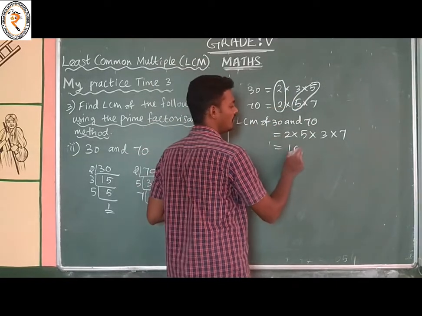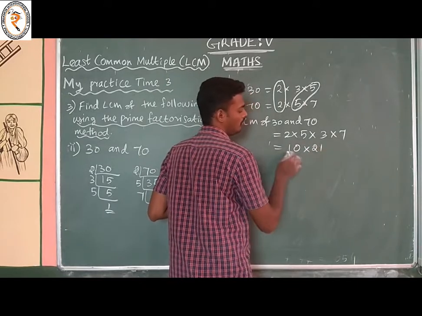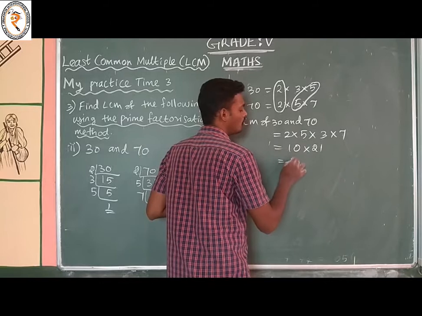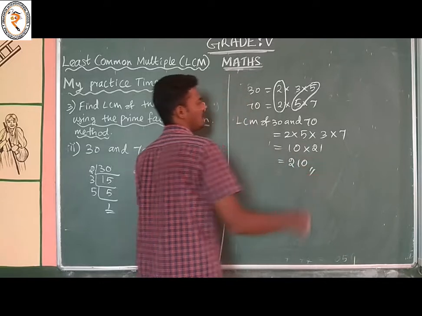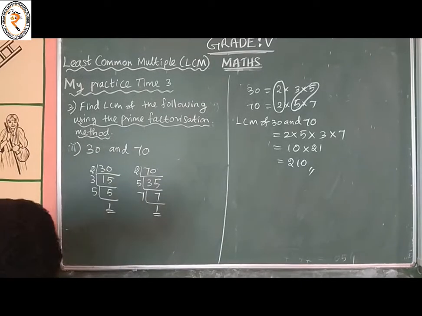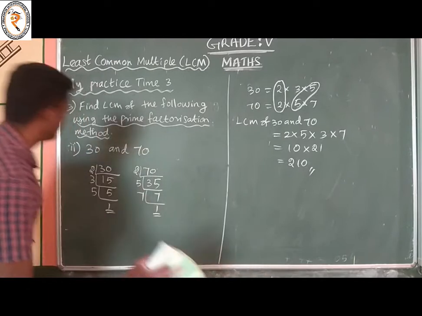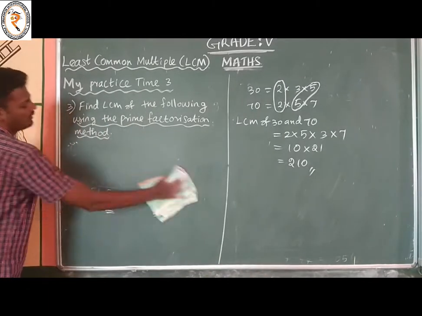2 5s are 10 and 3 7s are 21. So 21 into 10 is 210. The answer is the LCM of 30 and 70 is equal to 210. And again, the next sum: 27 and 18.